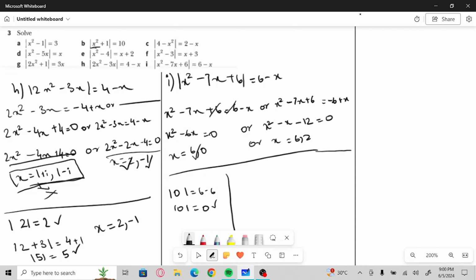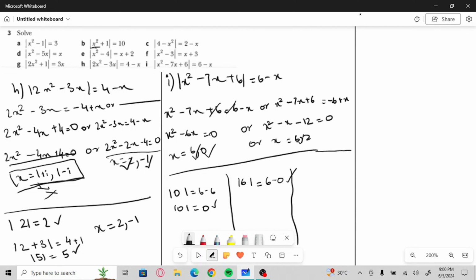For the second input, we have 0 itself. 0 minus 0 plus 6. So it's 6, which is equal to 6 minus 0, well, it's the same. So 0 is the correct input. For the third input, we have 2. And what we are going to say is 2 squared is equal to 4.